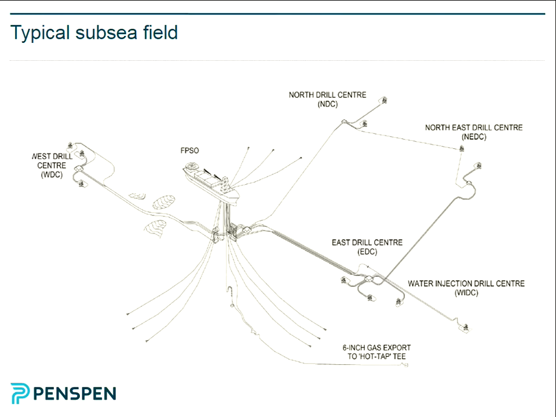Now there's a manifold in the middle of one of these, and it collects the oil from the various wells. And then the wells produce back to the FPSO. The gas is separated, and there's a gas export pipeline. You can just about see it here, going to a hot tap T into an existing gas line. I think that's Shell's Guillemot line, I seem to remember.